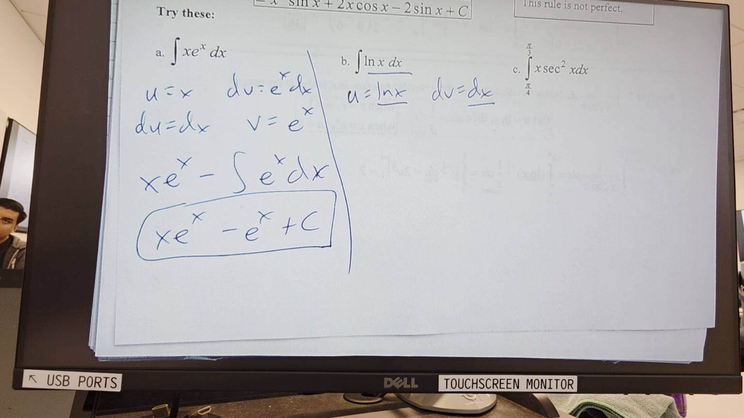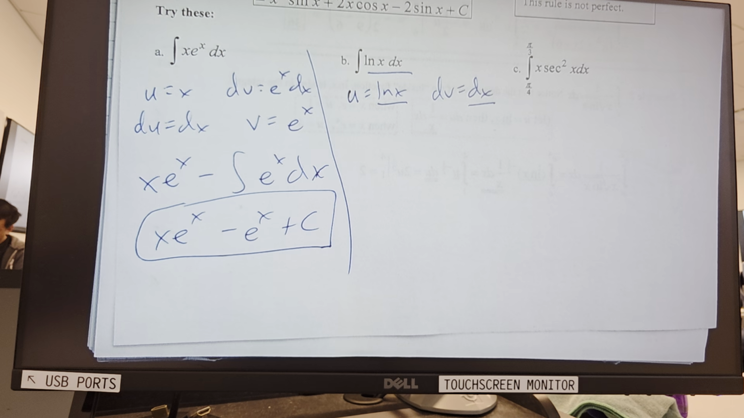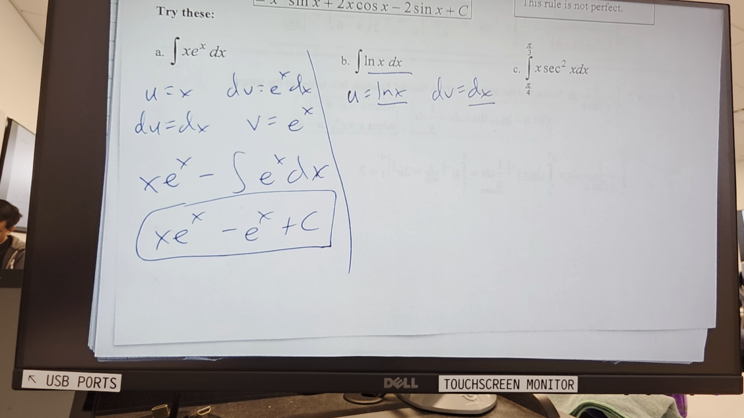Oh, that's the early one. Where's your u and v choices? U equals ln x, du equals 1 over x. Yeah, okay. Here's my final answer. Right here. What's x times 1 over x? 1. Yeah, so it should be 1 there. Oh, yeah, I see. Then the integral becomes a little better.